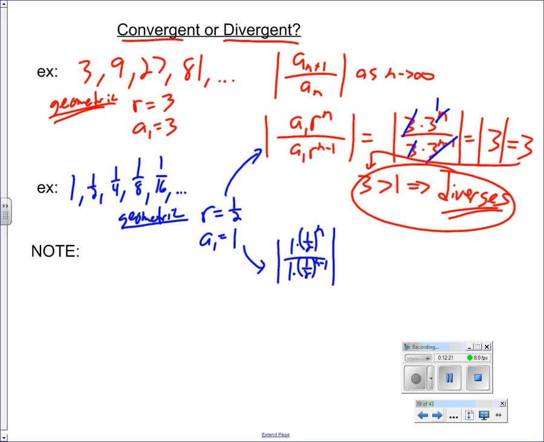And again, we see the same kind of cancellation. 1 and 1 cancel out. 1/2 to the n minus 1 cancels out and leaves just 1 power of n, or of 1/2 left on top. So we just have 1/2, and since 1/2 is less than 1, our series converges.